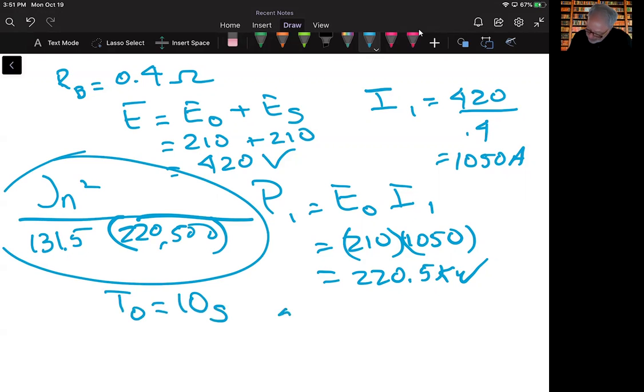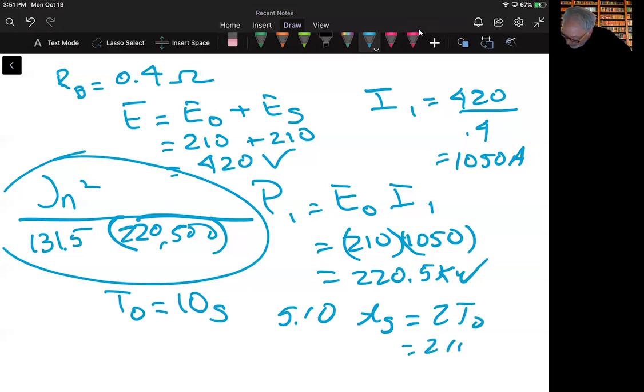And we know from equation 5.10 that the time taken for plugging this motor, or stopping time, I guess we'd say, T sub S is 2 times T sub O, or 2 times 10 seconds, or it would take 20 seconds to bring this particular motor to a complete stop by using the plugging method. Okay, so we've about got it covered.